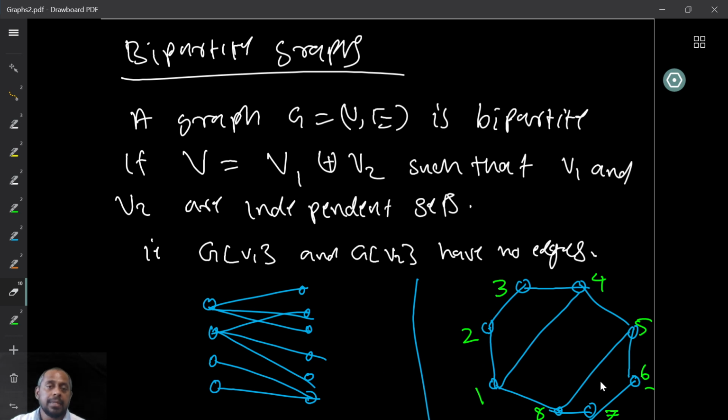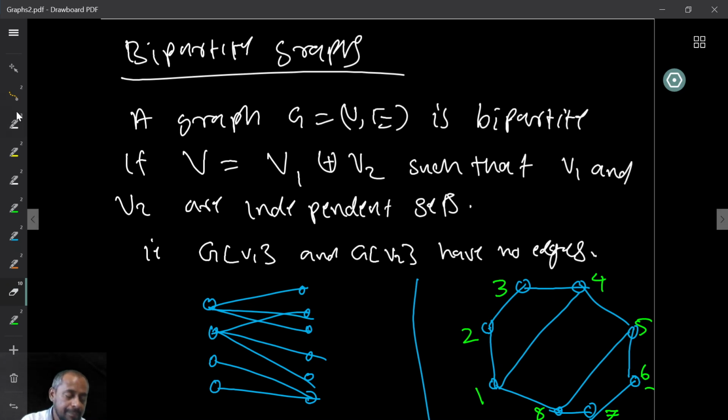Now, a very important notion of graphs, which are called bipartite graphs. We earlier defined an independent set as a subset of vertices where there are no edges between them. Now, if you can partition the vertex set into two disjoint sets V1 and V2, such that V1 and V2 are independent sets, then we say the graph is bipartite.